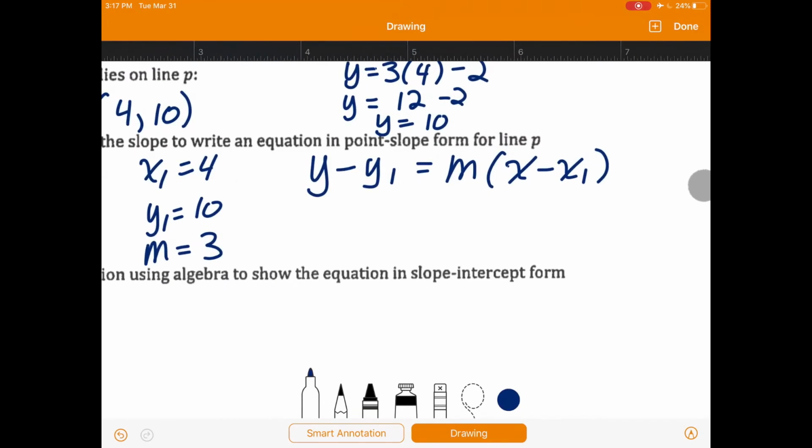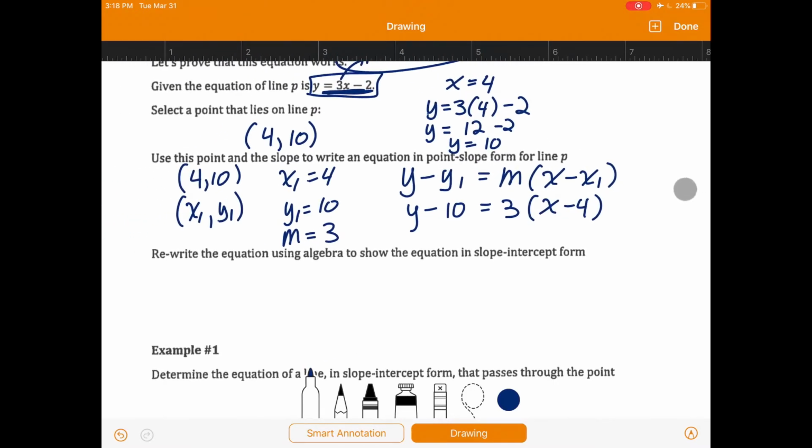So our equation is y minus y1 equals m times x minus x1. The x and the y that don't have 1s on them, you're just going to leave those alone. And we're going to plug in for the rest. So y minus y1 is going to be y minus 10. M is 3. And then x1 is 4. So plugging into that formula, we've got this as an equation of the line, which is going to be the same as this.